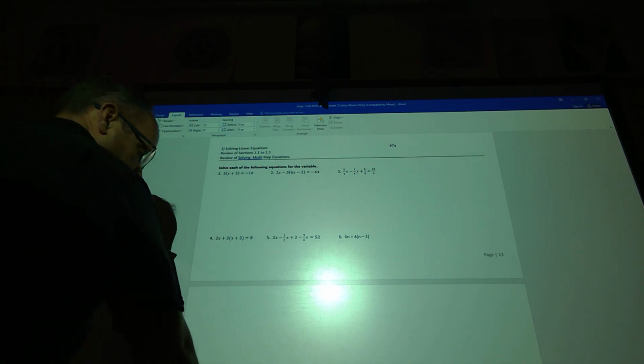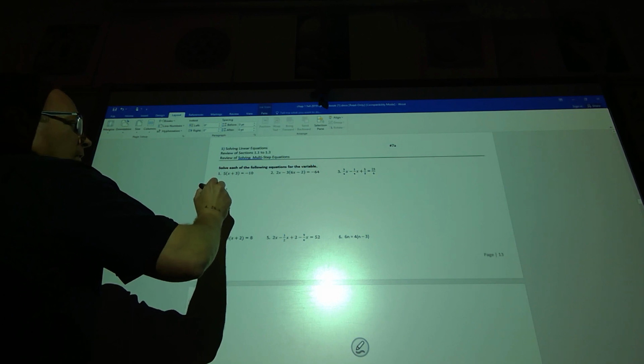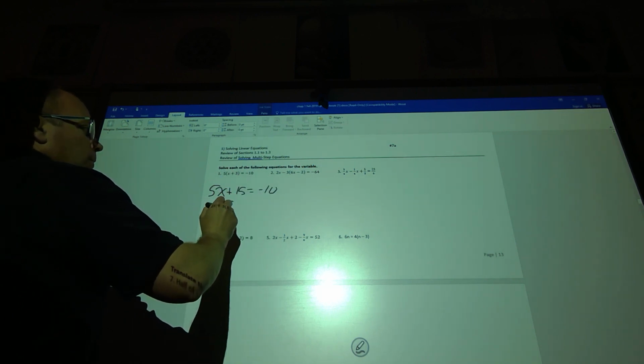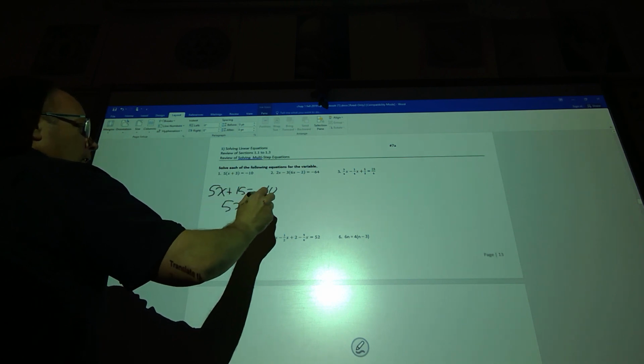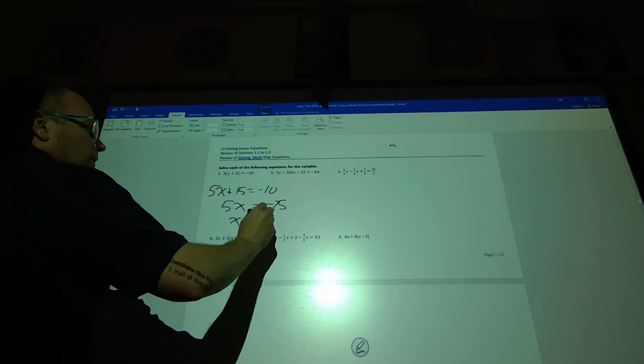Sections 1.1 to 1.3 to review. So problem number 1, let's distribute the 5 over the parentheses. So I get 5x plus 15 equals negative 10. Subtract 15 from both sides. So I get negative 25 over here. Divide both sides by 5, so I get negative 5.